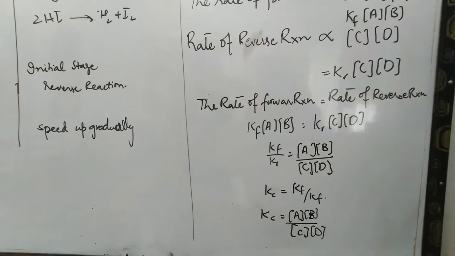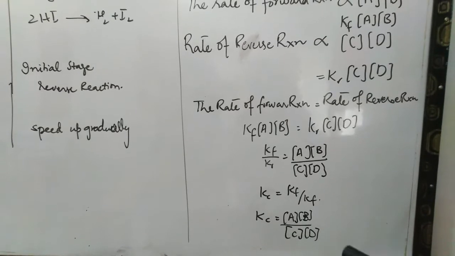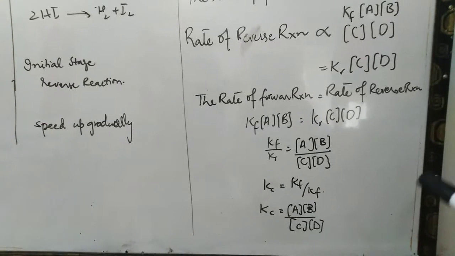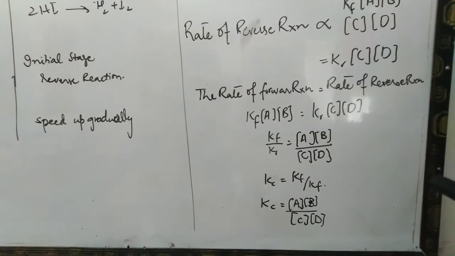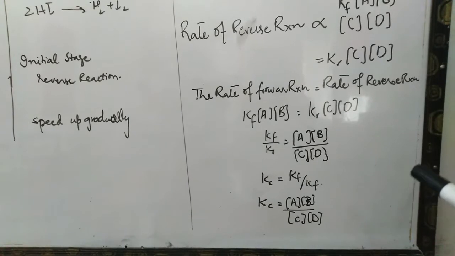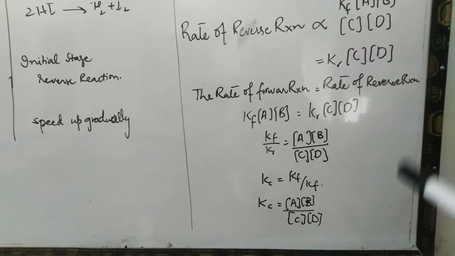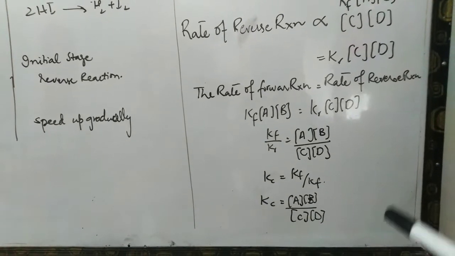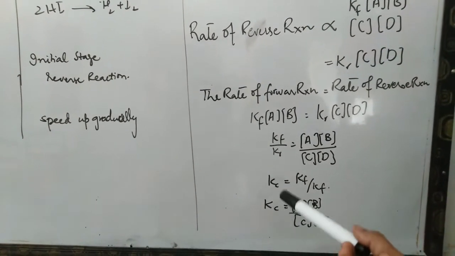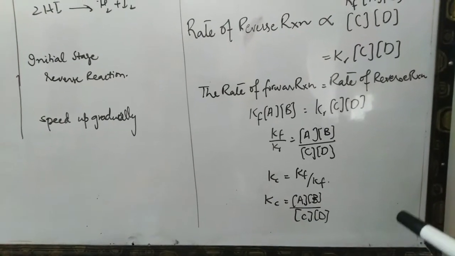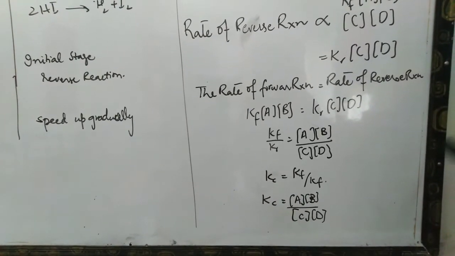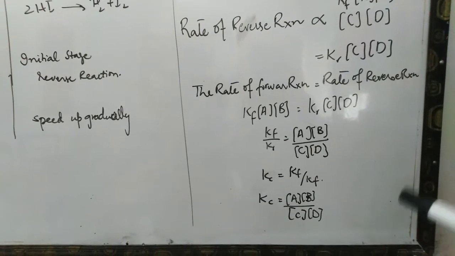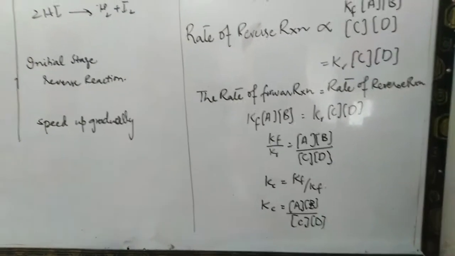If you want to separate the rate constants from the amounts of reactant and product, then Kf over Kr is equal to [A][B] divided by [C][D]. You have done in maths that if something is multiplying on one side, it will be divided on the other side, so you can apply that. As we know, at dynamic equilibrium, the equilibrium constant Kc is equal to Kf over Kr. So you can replace Kf over Kr with Kc, that is the rate of the forward reaction divided by the rate of the reverse reaction.